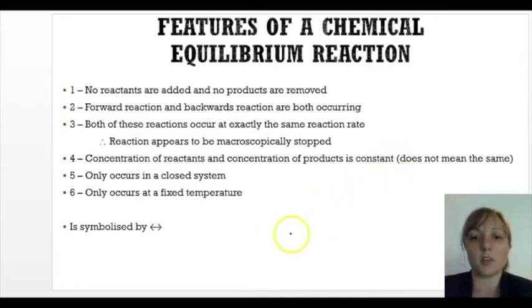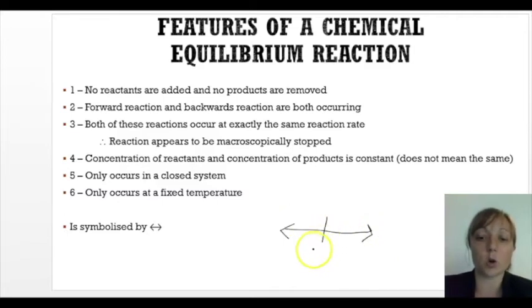If we're talking about a reaction, the reaction doesn't always stop in the middle where the products and reactants are the same. Sometimes it stops more towards the products, sometimes it stops more towards the reactants, and there's ways of us calculating that, and we'll go through that later. It's only in a closed system, so that means nothing's added or removed, and it occurs at a fixed temperature, and we see this equilibrium symbol, and it often looks like this. So we see these double arrows.